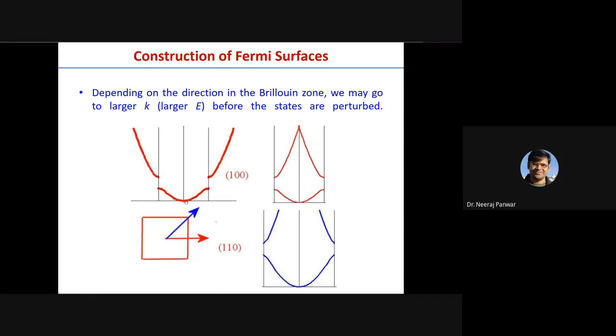So here you see the k value is smaller when the gap exists, but along the diagonal we need to move to a larger value of k, and then we will encounter the Brillouin zone boundary where the gap will exist.